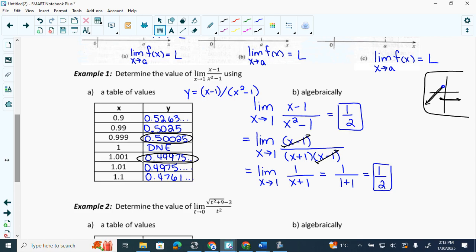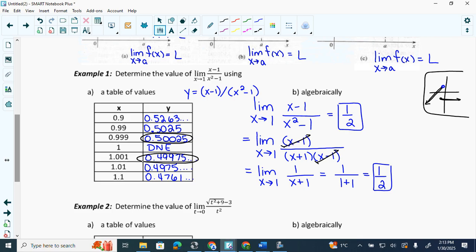But your table of values, which is called numerically, can help us to reassure or reaffirm that. It can also help us to visualize that that's what's happening. So from the left, I can see that this graph is a little higher. It's at 0.5, and so on, when I'm coming in.